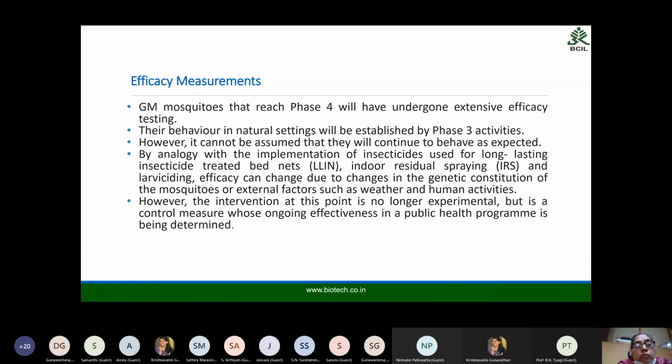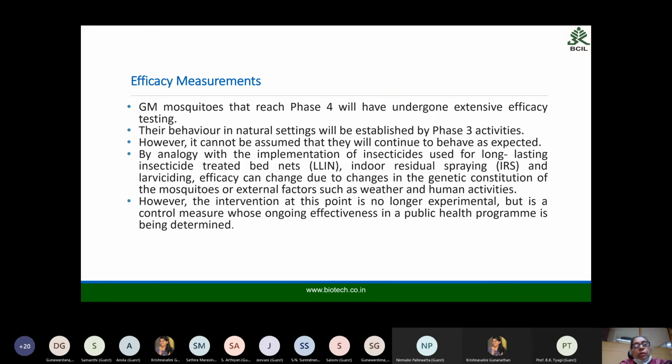So when we are at phase 4, we have already undergone a lot of extensive efficacy testing. The behavior in natural settings has also been established by the phase 3 activities. In spite of that, you need surveillance because it cannot be assumed that it will continue to behave as expected.